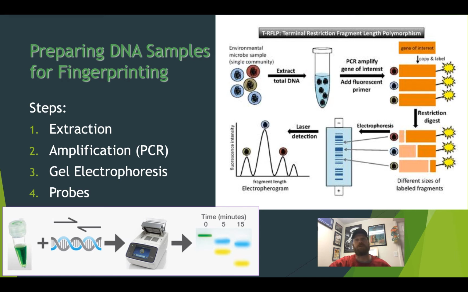The first step is to extract the DNA from the cells. Then, if necessary, you create millions of copies of the DNA using PCR. After that, you create the profile by performing gel electrophoresis. Finally, you make the profile visible by treating the DNA with probes or a dye.